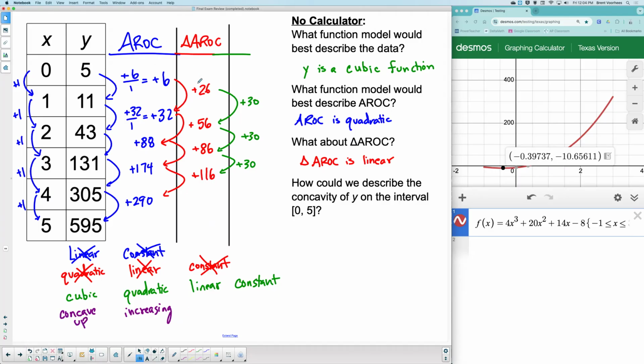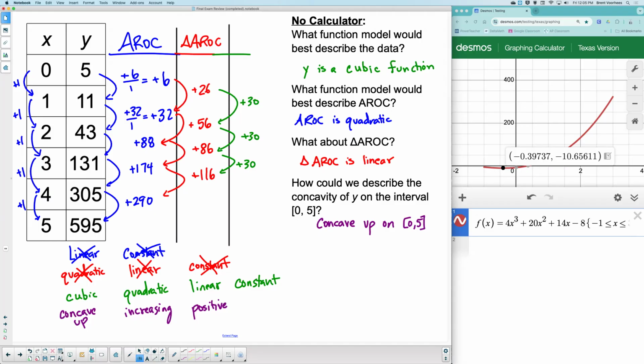Another thing you could do is you could look at delta AROC, the next column, and if this column is positive, then that means this one has to be increasing, which means this one has to be concave up. So we would say this is concave up on that interval. Any questions about how to do that without a calculator?